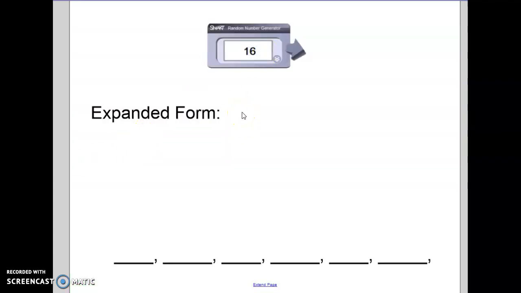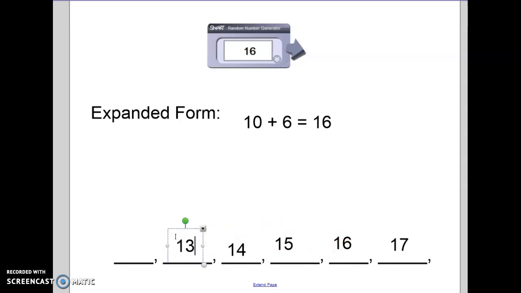Alright, so our number is 16. Let's put it in expanded form. I know that 10 plus 6 equals 16. Let's put 16 right here. What comes after 16? And my little helper here knows that it's 17. So now we're going to go backwards. 17, 16, 15, 14, 13, 12.